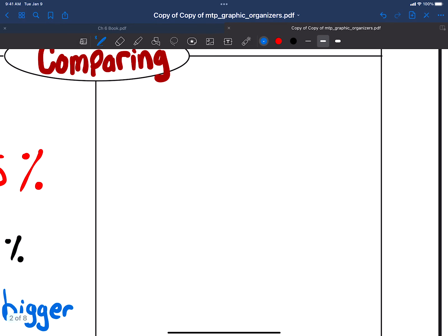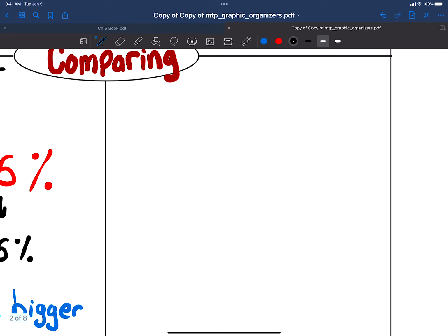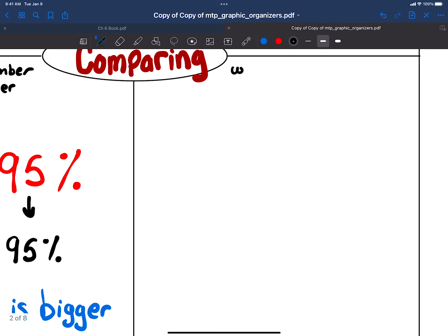All right, and then this last one, let's go ahead and compare again. Let's say, instead of which one's bigger, let's say which number is smaller.